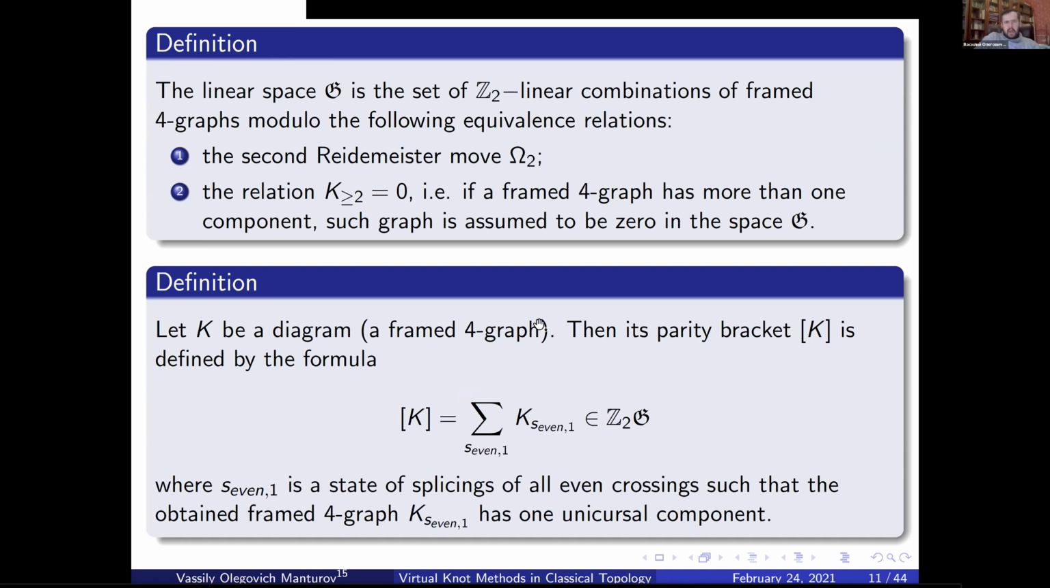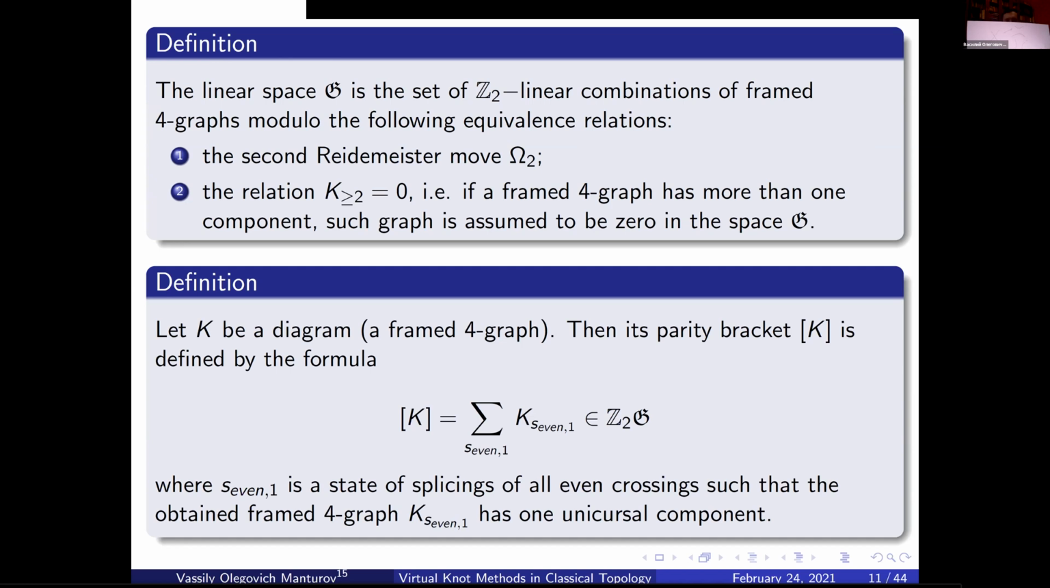So possibly I didn't draw it here. So I'm showing it. Does my screen show up? Can you see my screen? Can you see this piece of paper? So I'm just showing now the two ways of smoothing of an even crossing.